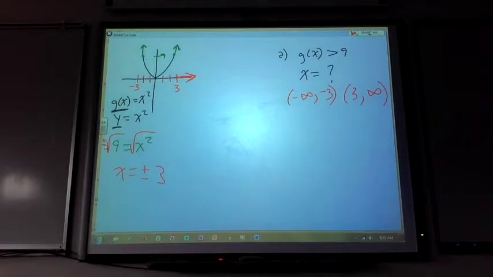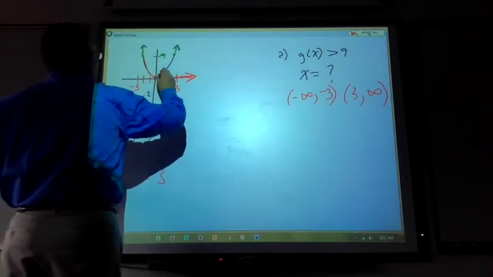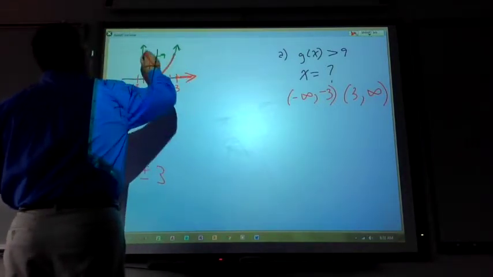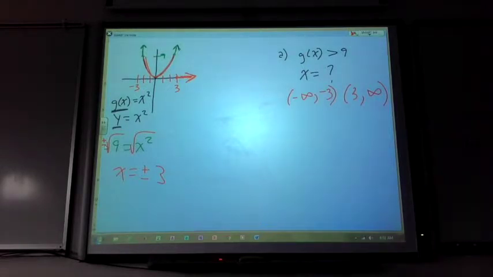Are the values still bigger than 9? So are the values in here bigger than 9? No, they're less than 9. So we've answered the question. Where are values bigger than 9? What regions? Well, from negative infinity all the way to negative 3, not including negative 3. And from 3 to infinity, we have a region that's bigger than 9. Does that make sense?